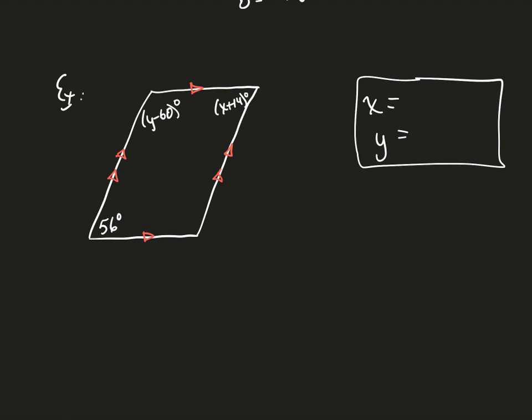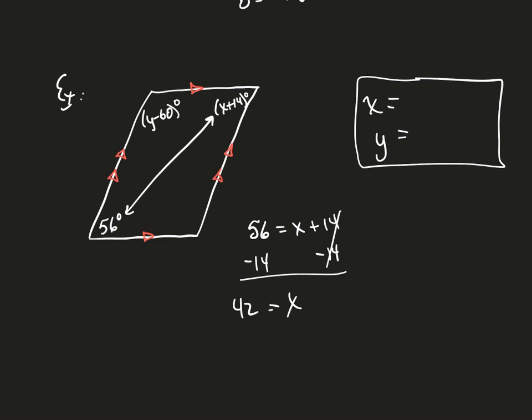Well, because we have a parallelogram, theorem 8.4 says that opposite angles are equal. So therefore, 56 and x plus 14, those are opposite each other. Those then have to be equal. So we could say then that 56 is equal to x plus 14. And that gives you a very easy equation to solve. We just have to move plus 14 to the other side by subtraction. So the value for x then is 42.